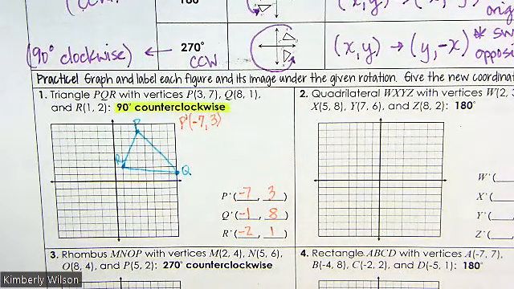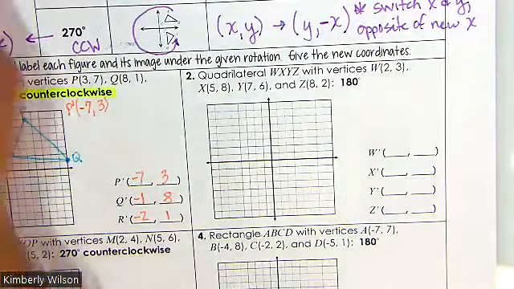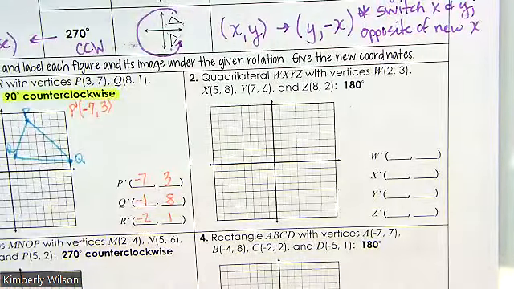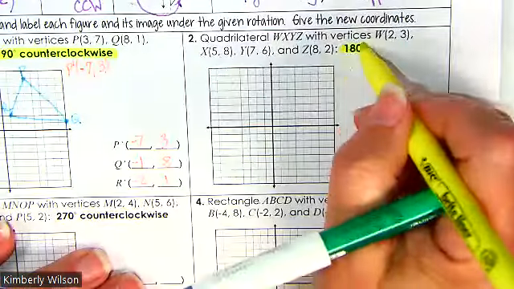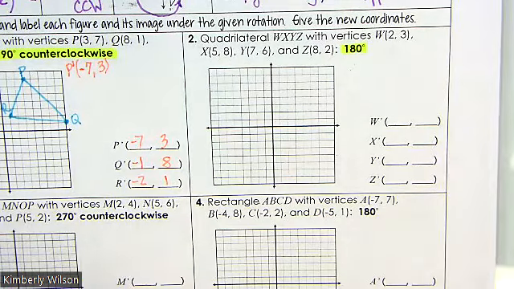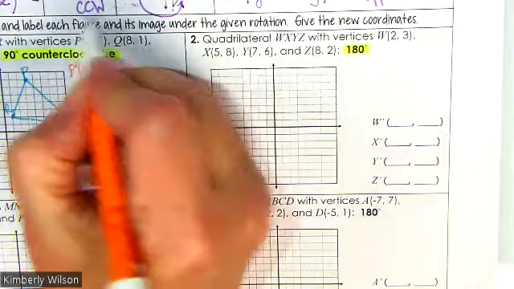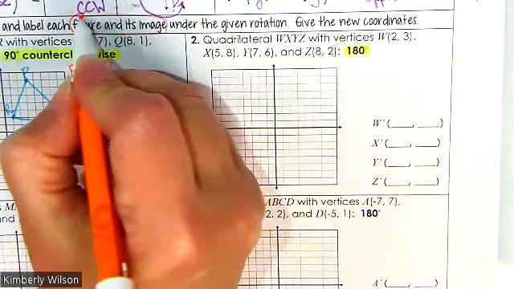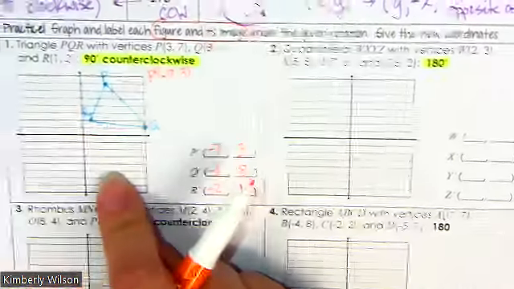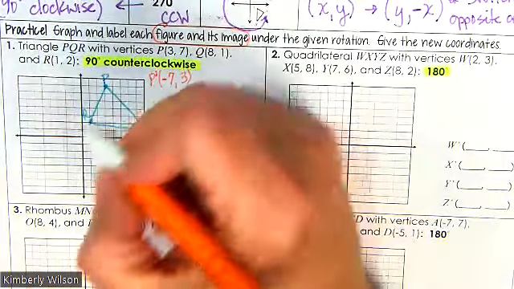We're going to look at number 2. First things first, our rule is 180. We have to draw both. I didn't draw the new figure over here because you have to graph and label the figure and its image. I didn't graph the new one because I did it on the Post-it note here.